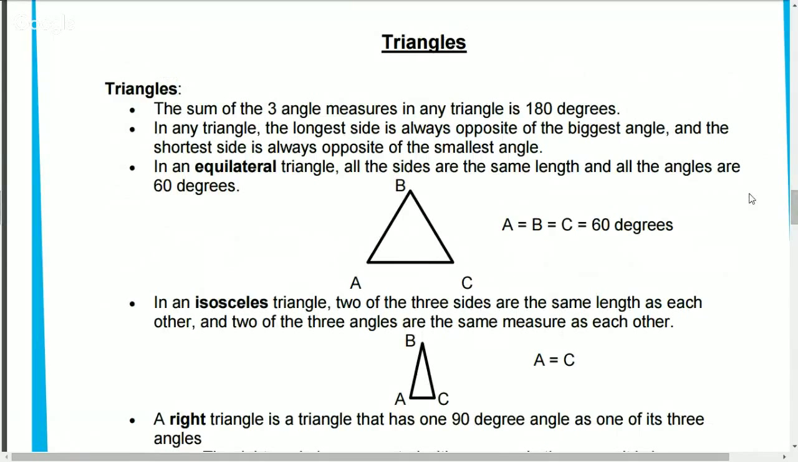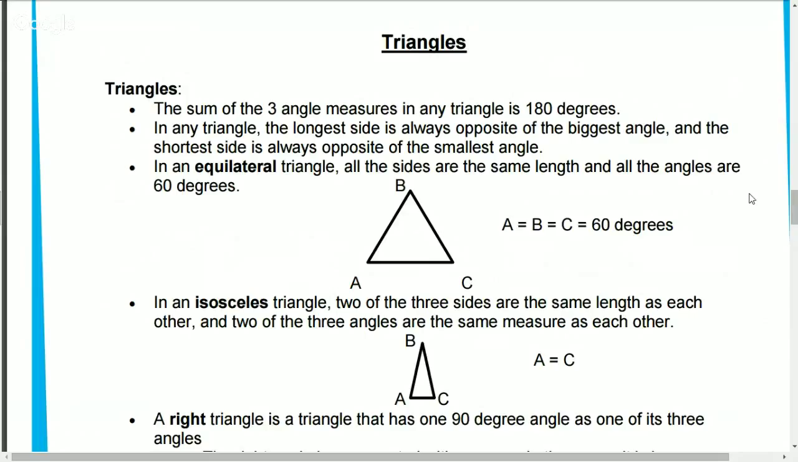Alright, triangles. In triangles, the sum of the three angles is always 180 degrees. That's pretty self-explanatory in itself. It's very basic and it's fundamental for geometry that the triangle is 180 degrees.